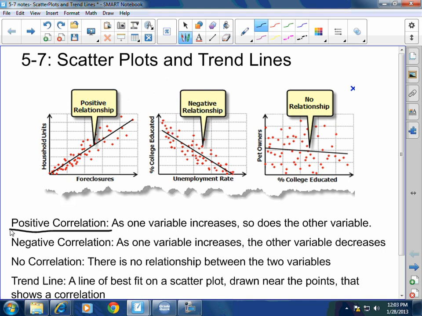And now, no relationship. No relationship is no relationship, okay, guys? There is no relationship between the two variables. For example, in this instance, percent of college educated and the pet owners. What? What does that have to do with anything? I know doctors that don't have any dogs.